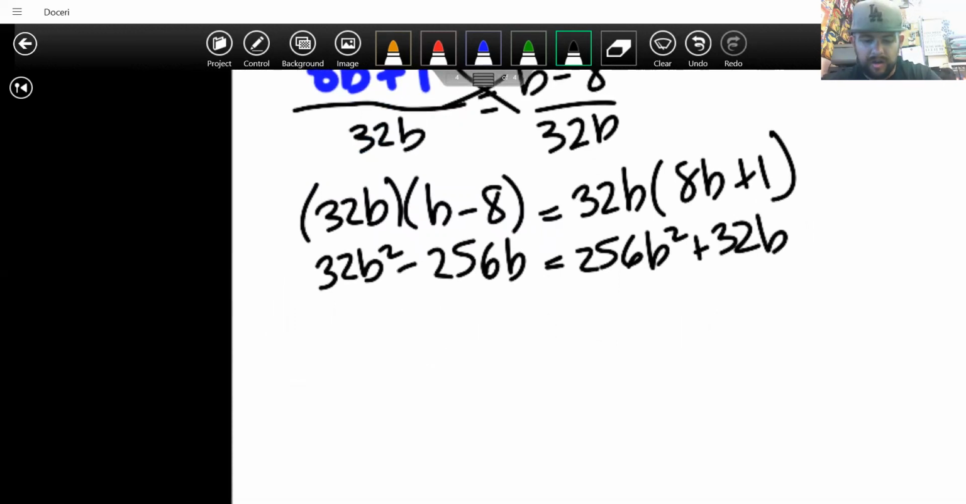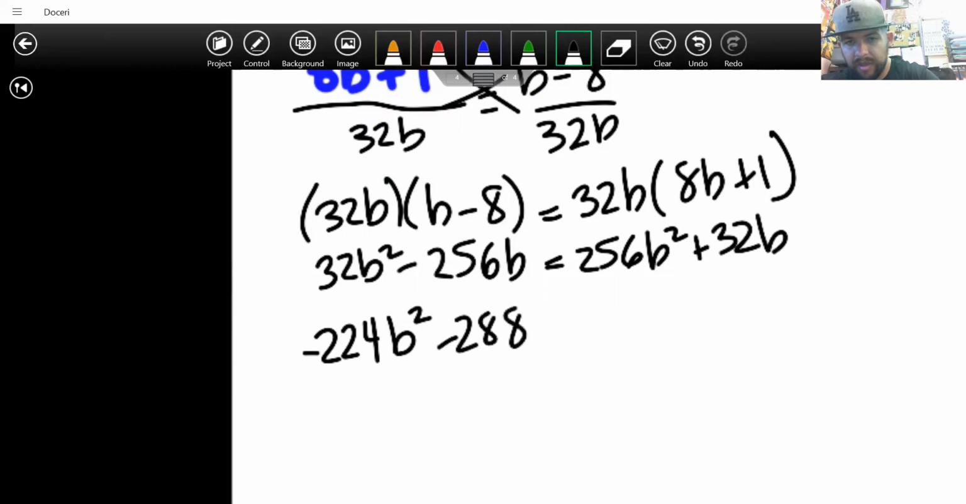So subtracting 256 from 32, I'm going to get negative 224b squared. And then subtracting out negative 256, so negative 256 minus 32 to bring that other b term on the other side will give me negative 288b is equal to 0.